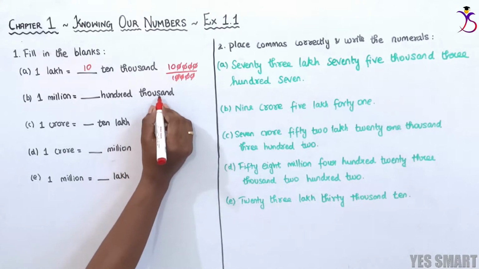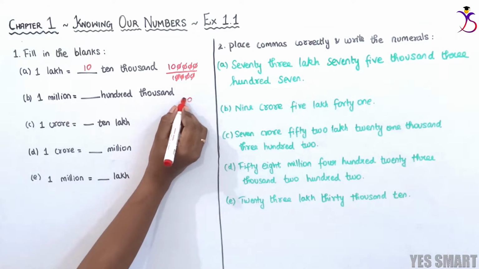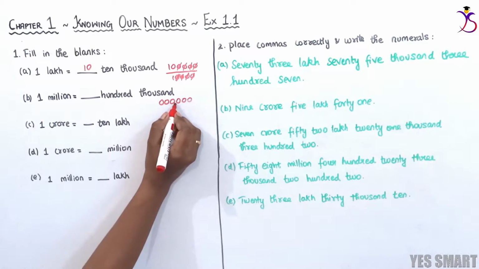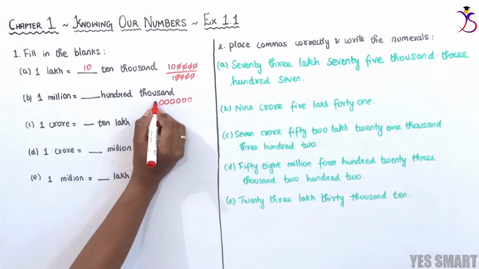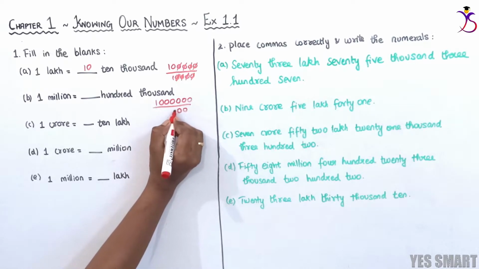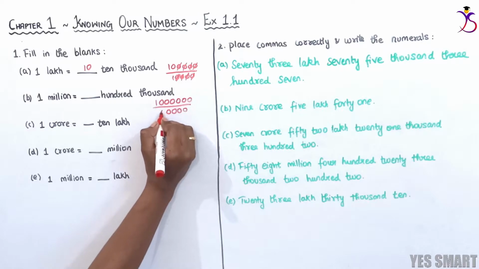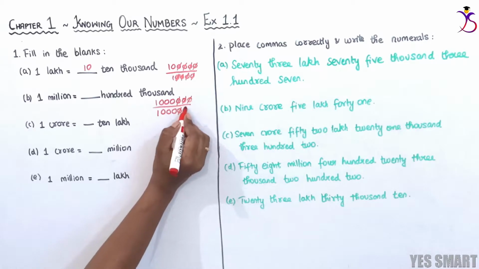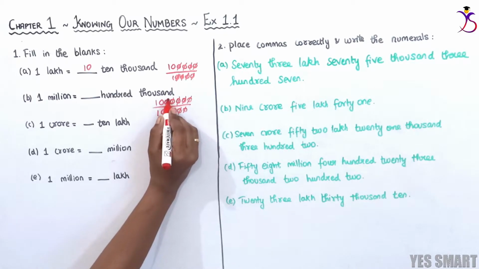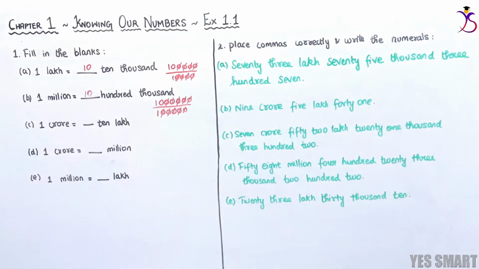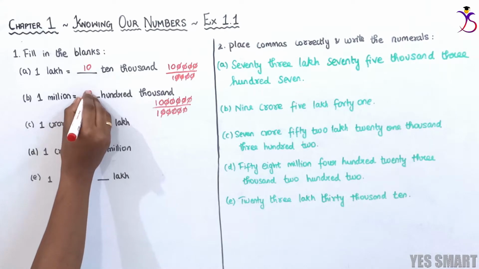Similarly, B sum: 1 million equal to dash 100,000. So let's write 1 million first. Ones, tens, hundred, thousand, 10,000, 100,000, then million divided by 100,000. Again, ones, tens, 100,000, 10,000, 100,000. Now let's cancel. So when we cancel all these zeros, the left out value is 10. Therefore, 1 million equal to 10 hundred thousands. There are 10 hundred thousands in 1 million.